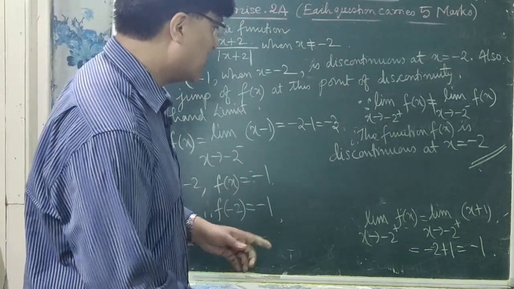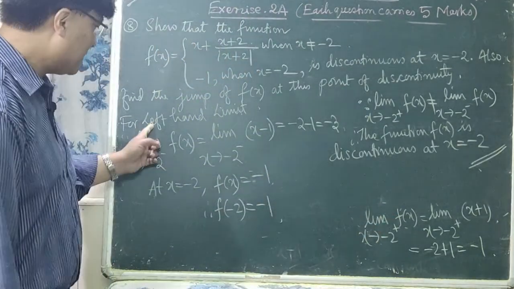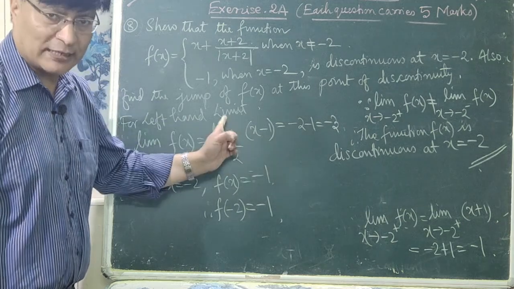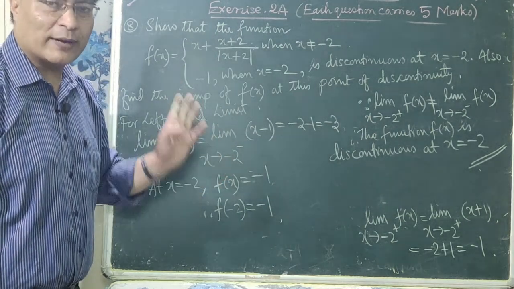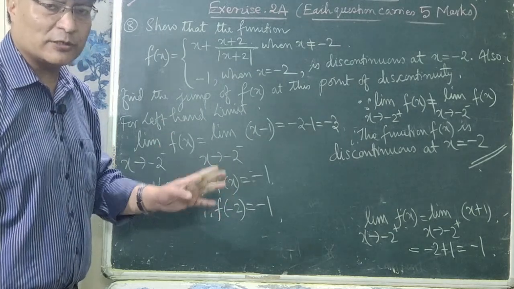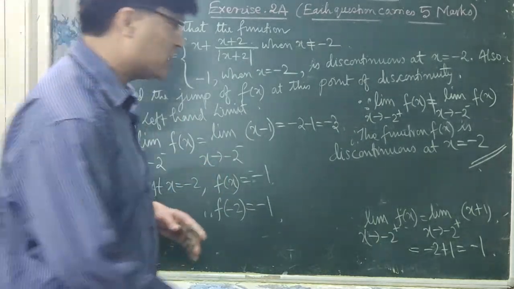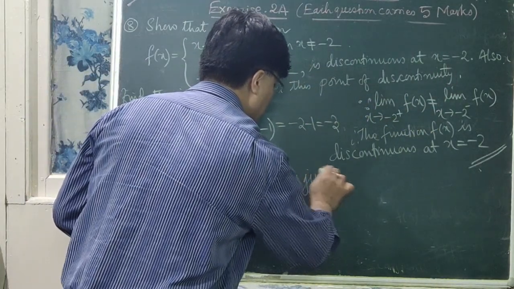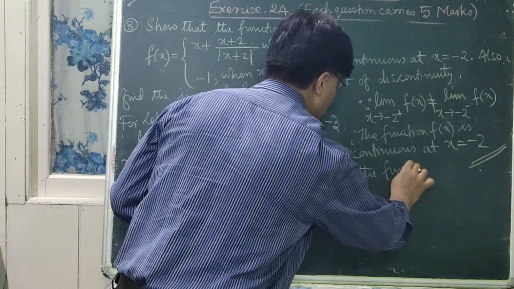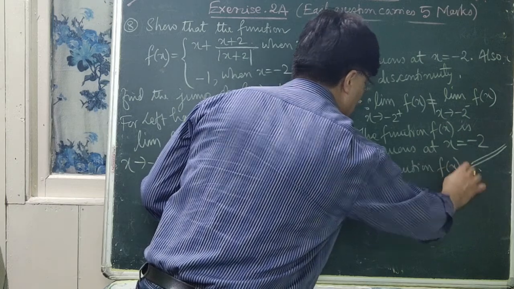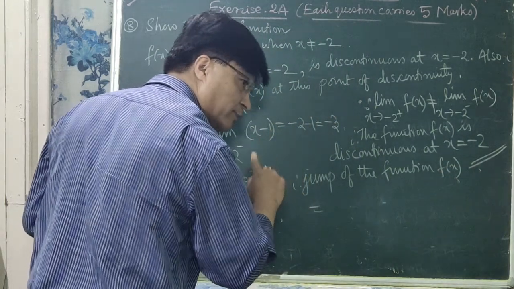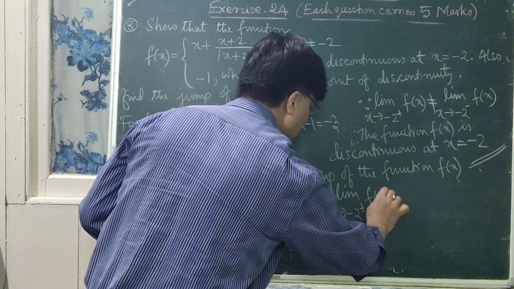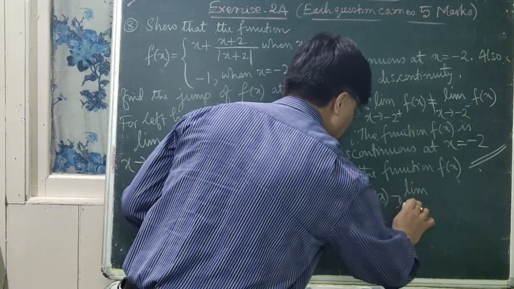Okay. So now in this case, right hand limit is minus 1 and left hand limit is minus 3. So which one is greater? Right hand limit is greater than left hand limit. So how can you get the jump of the function? Right hand limit minus left hand limit will give you the jump of the function, so that the jump of the function will always be positive. So right hand limit is minus 1, right? So therefore jump of the function f of x is equal to, what is the formula? Since right hand limit is more than left hand limit, so RHL minus LHL.